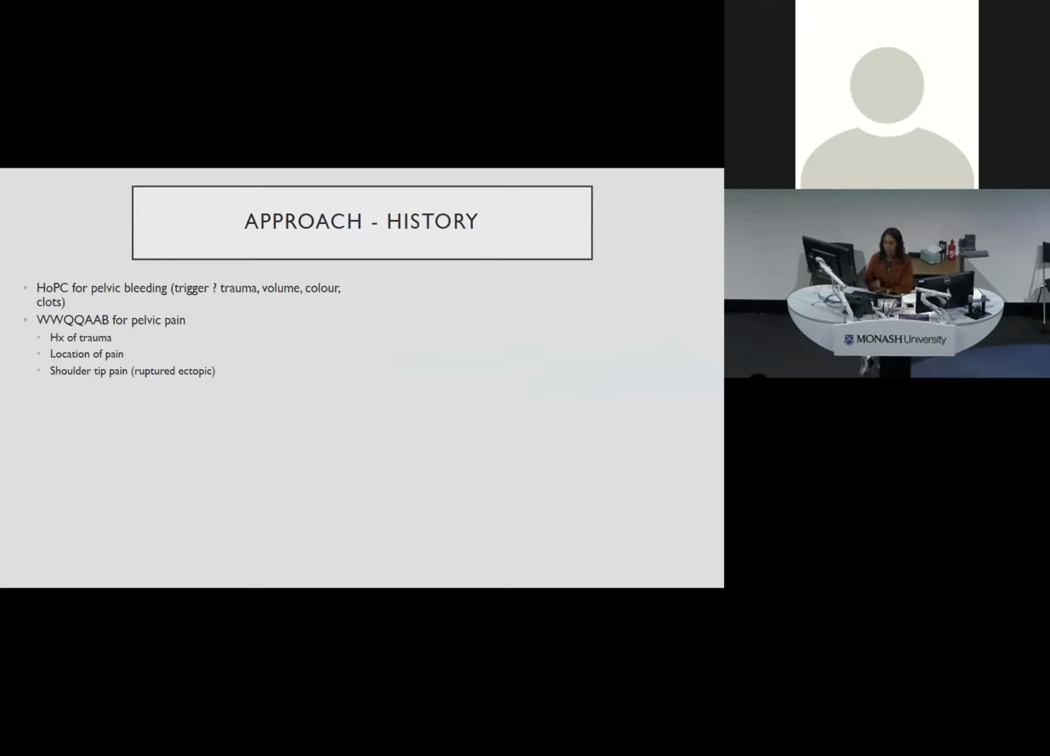In terms of how you'd approach this OSCE style for your history, for the case of PV bleeding, you'd want to elicit more information about that episode. So when did it begin? What may have triggered it, if there was any trigger? Was there any trauma involved? How much blood has been lost? What's the consistency and volume? And another important question is whether they've had any clots pass. The implication of asking about clots is to consider whether there's been any loss of products of conception.